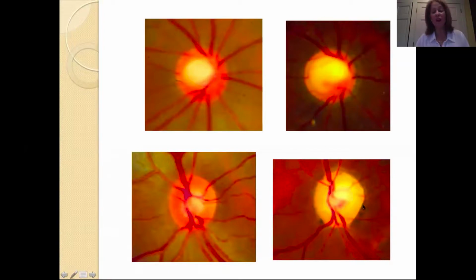But his other eye didn't cup so much, but became pale. So I can't explain it, and he stayed exactly like this for the last 25 years, and luckily has held on to his small 5-degree central islands in both eyes. But here's a patient where one eye decided to cup and one eye decided to become pale with very high pressures.